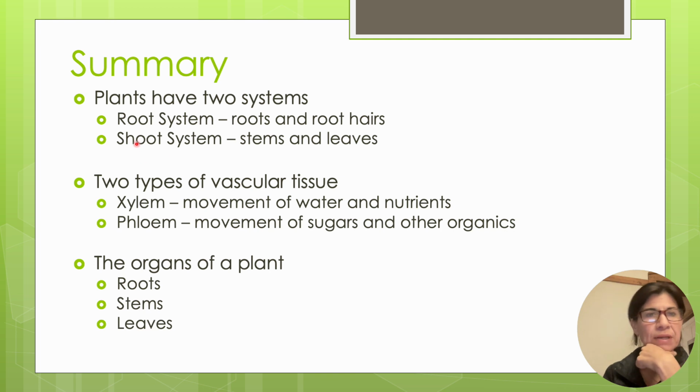Okay, in summary, we've talked about plants having the root system and the shoot system, and in these roots and shoots we have two types of vascular tissue, xylem and phloem. Xylem is usually colored in red and it moves water and nutrients. Phloem is in blue and that moves sugars and other organic molecules. The organs of a plant are the roots, the stems, and the leaves.